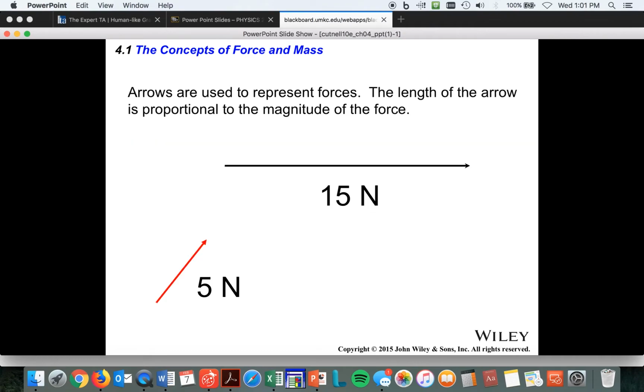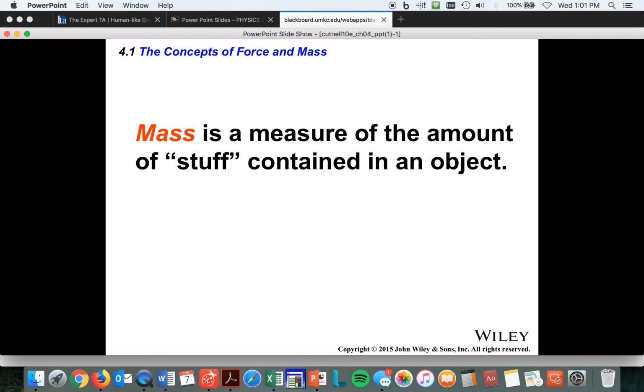Anyway, all right, arrows are used to represent forces. They're vectors, and they're proportional to the force.